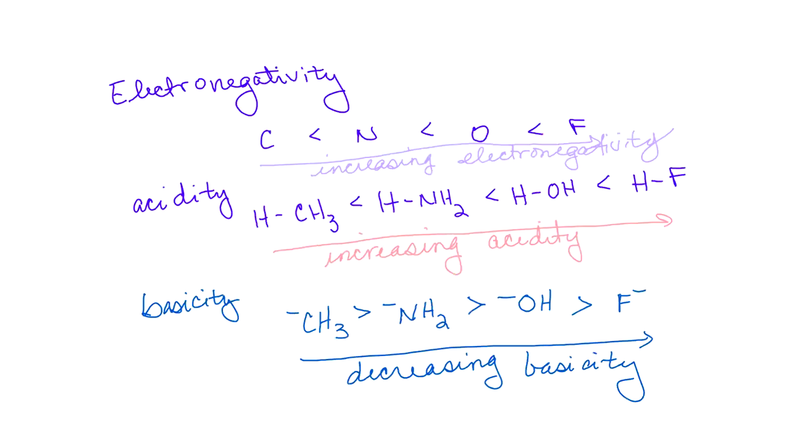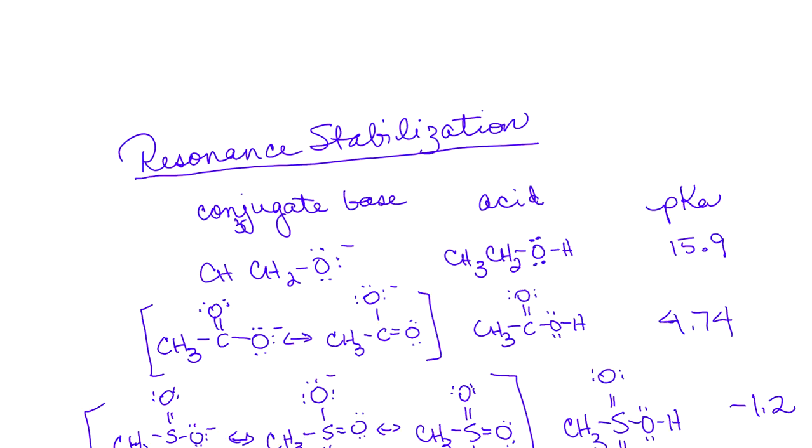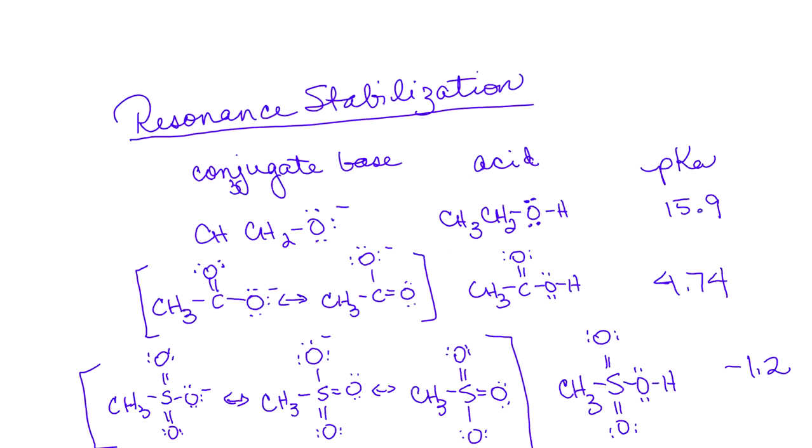But there's one more factor that we want to be aware of, and this is a really big factor, and that's resonance stabilization. Whenever we talk about resonance, it's huge because it can explain a lot. And one of the things that it can explain is acidity. Resonance stabilization affects acidity. One way that we often look at it is we're not directly looking at the acid, we look more at the effects on the base.